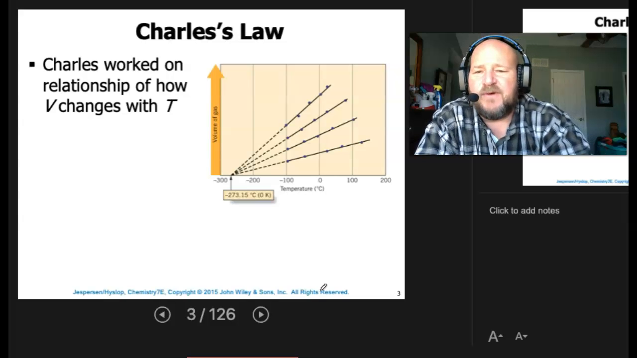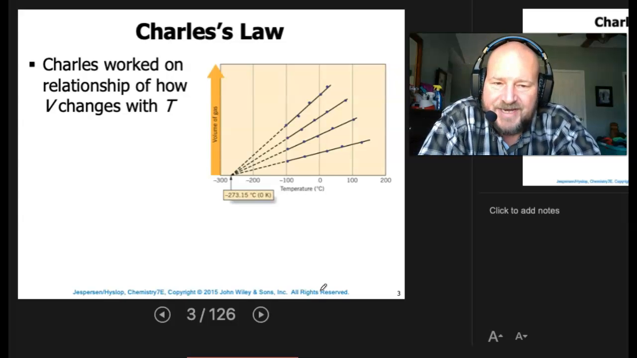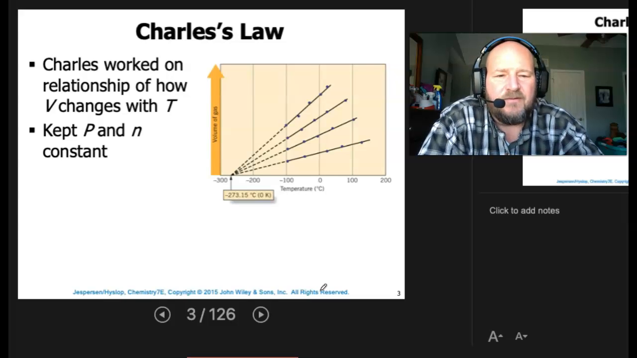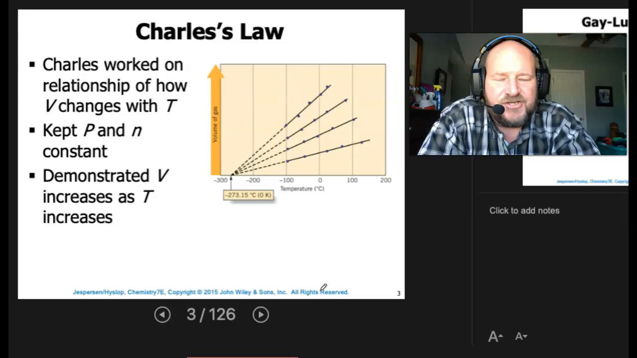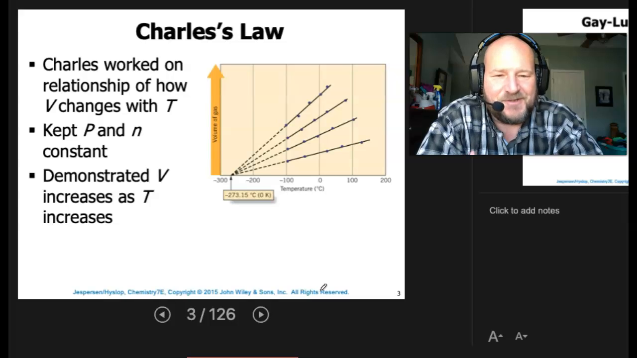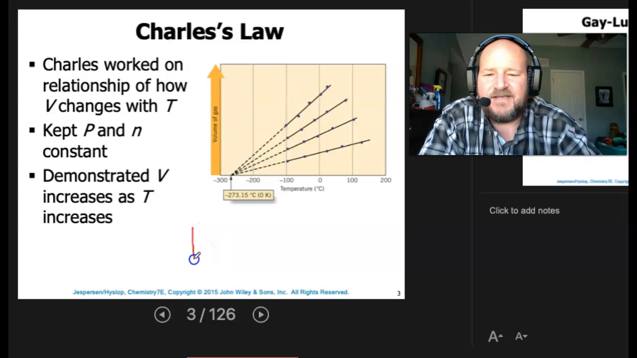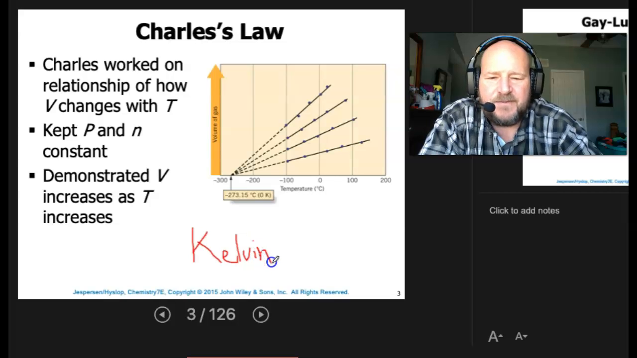Charles worked on how volume would change with temperature. So holding pressure and moles constant, what happens when we start to mess with the temperature? We're going to see that there is a direct relationship with temperature. As one goes up, the other also goes up. The other key to this is that this is the Kelvin temperature. If you're not familiar with the Kelvin temperature, Kelvin is equal to 273 plus C.